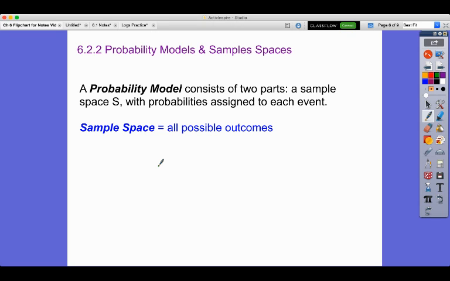All right. We want to talk about sample spaces and probability models. A probability model consists of two parts: a sample space, which is all possible outcomes, with probabilities assigned to each of those outcomes. Okay. And so an obvious one would be dice.